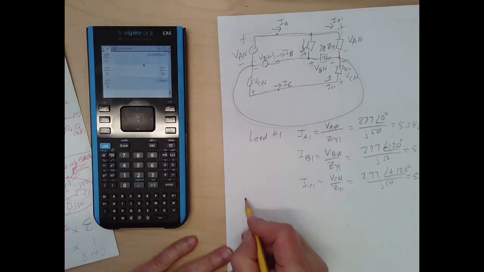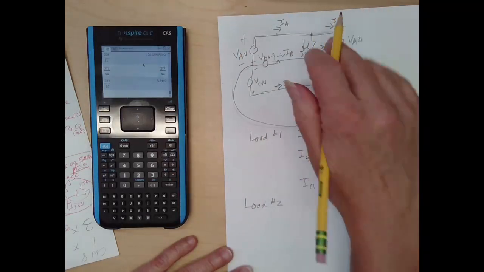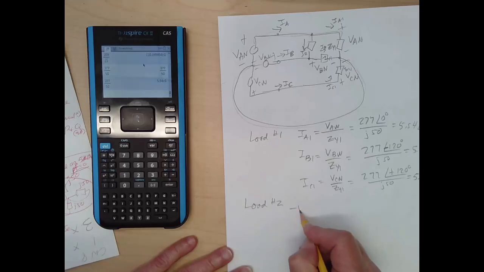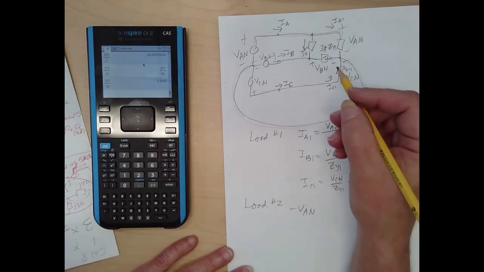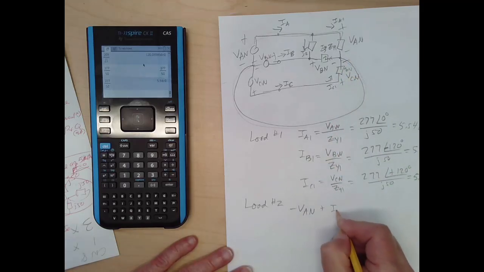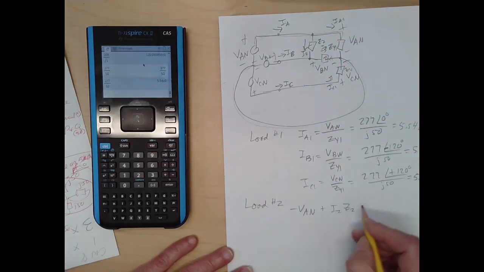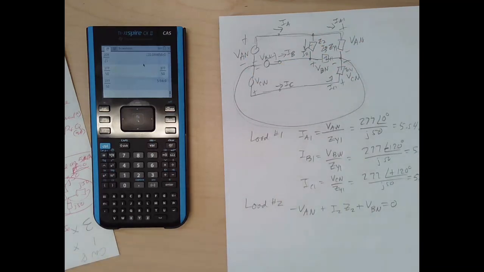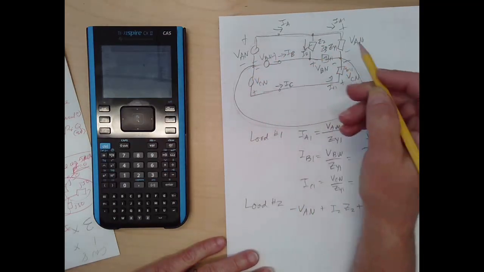How about I2? Since we neglected the line impedances, it's voltages, so we can do a little KVL around here directly, right? So we can say negative VAN plus I2 Z2, I'm going to call this Z2, coming around here, and then we're going to have plus VBN, back to neutral, equals 0.